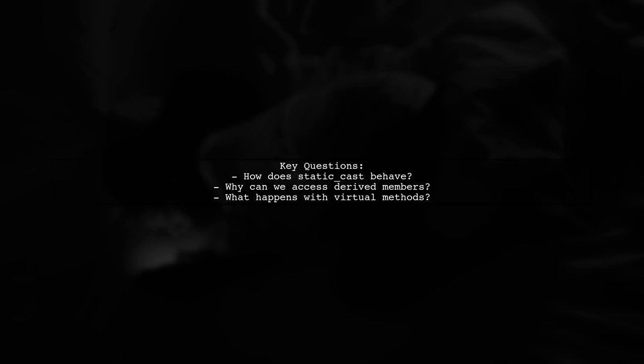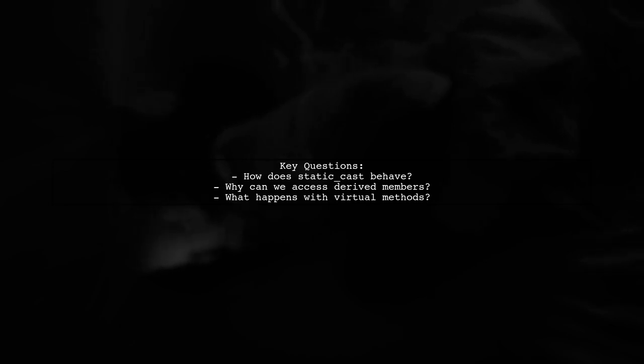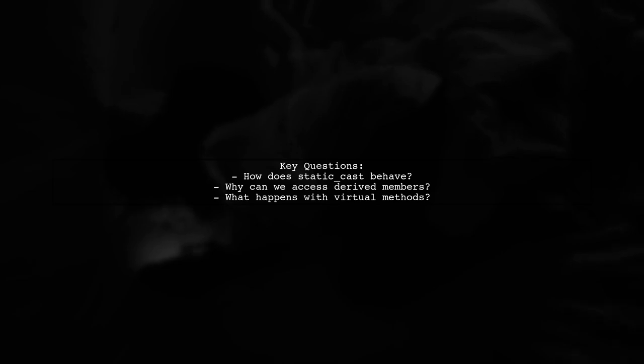In our example, we create a base class pointer and then use static cast to treat it as a pointer to the derived class. But here's the catch. The base pointer actually points to a base object. So why can we access derived members?